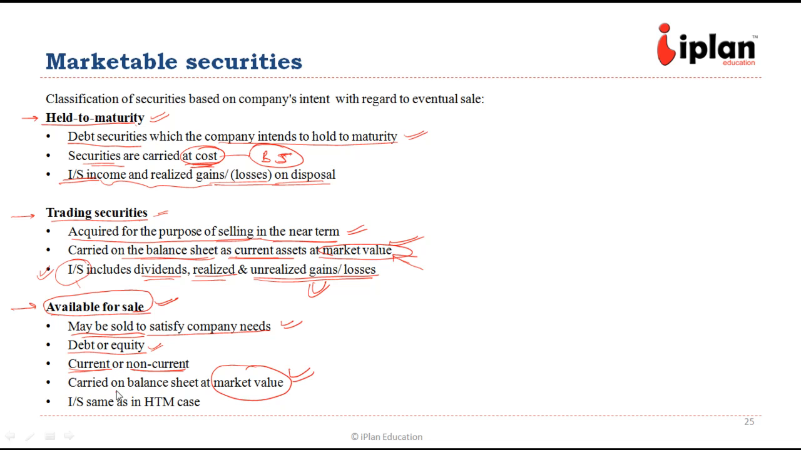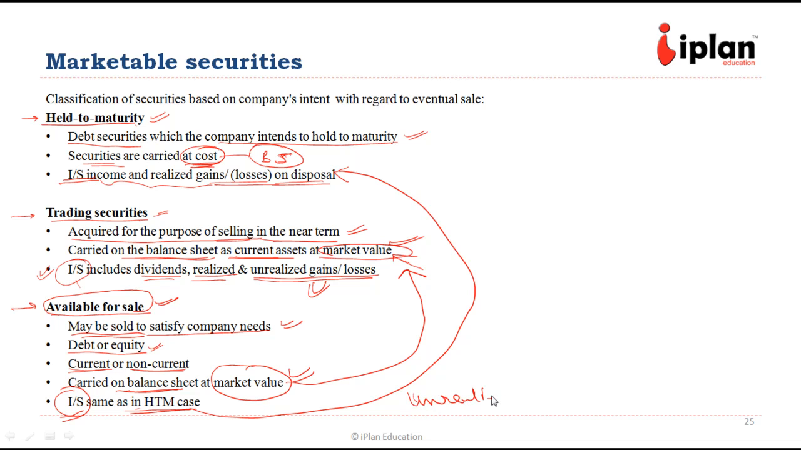And since they are available for sale, they are put at the market value. Just like trading securities in the balance sheet, they are put in market value. But in the income statement, the treatment is the same as held to maturity security, as we are going to put only realized gains or losses at disposal in the income statement. The unrealized gain or loss will not form part of the income statement in this case, same as held to maturity security.